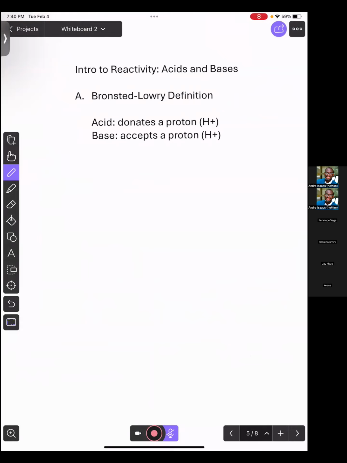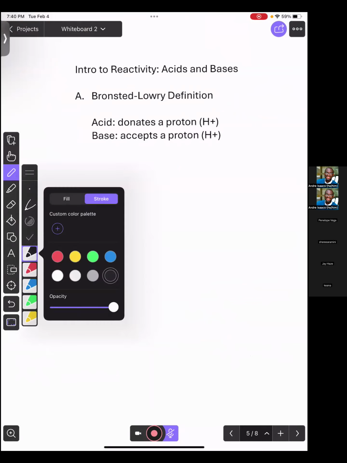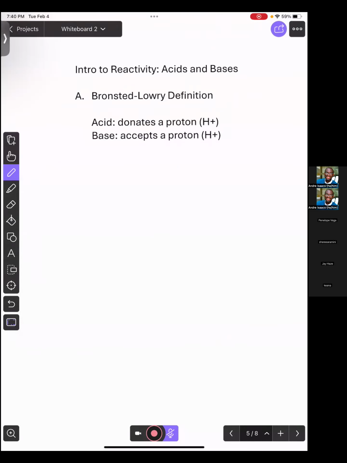So let's start off with our definition of acids. If you go back to high school, or in general chemistry, oftentimes people give you the Bronsted-Lowry definition of an acid. What is an acid? An acid donates a proton, right? Anybody remember that definition? Say yes if you have. And a base accepts a proton, right? Those are the definitions, okay?